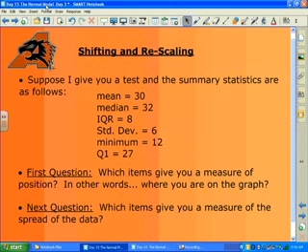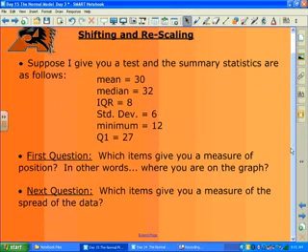Okay. Let's suppose I give you a test, and maybe it was out of 40 points. Okay? The mean was 30, the median was 32, IQR was 8, standard deviation 6, minimum 12, and Q1 27. Okay. So the first question that I want to ask is, which of these items give you a measure of position? Meaning, which of these items tell you where you are on the graph or where you are in your data?